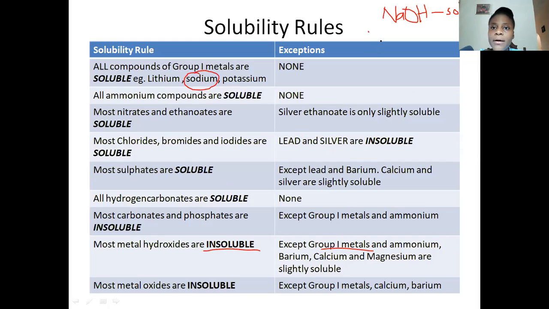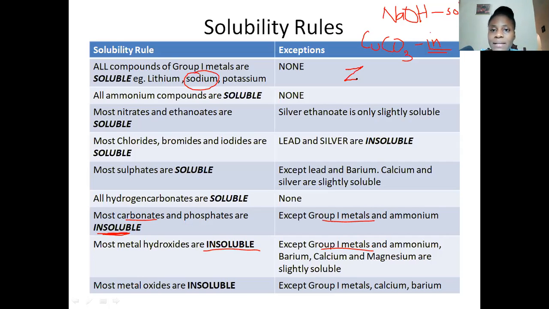All right, let me ask Jonathan. Copper carbonate, is that soluble or insoluble? Insoluble, Miss. Why is copper carbonate insoluble? It's because copper isn't soluble. Well, copper can be soluble sometimes if it's copper sulfate, but you have to know that carbonates are insoluble, except the group 1 metals or SPA.